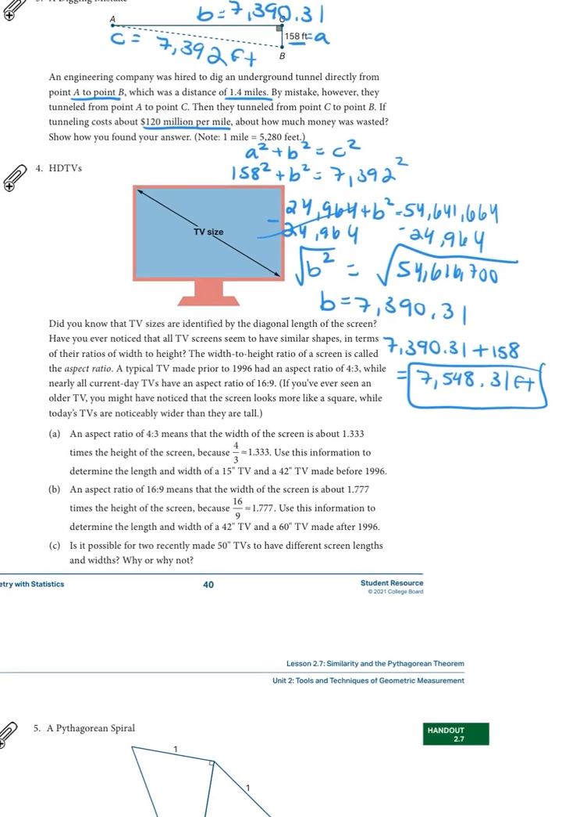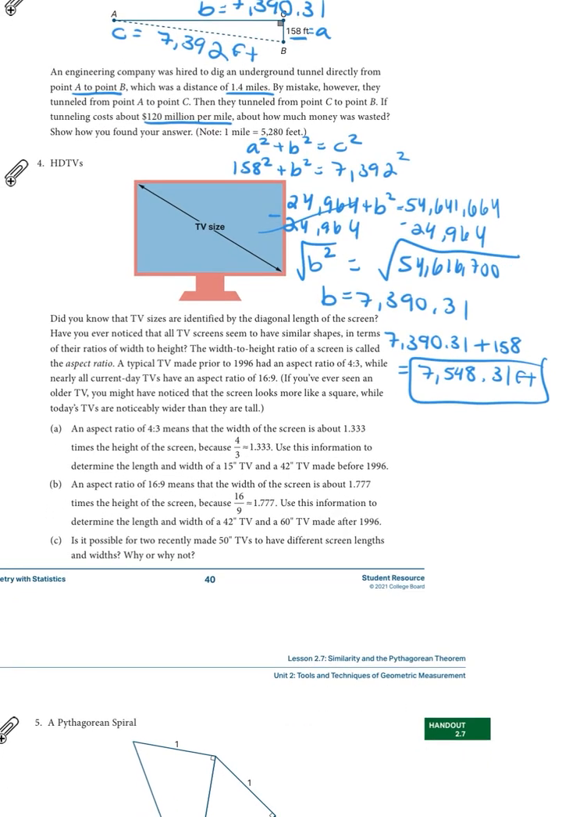I want to know how much money was wasted. So remember that the original plan was to go from A to B, but they made the mistake and went instead from A to C and then from C to B. So that's why I had to add those two together. So let me just double check and make sure that I added that correctly. 7,390.31 plus 158. Yeah, okay, I did.